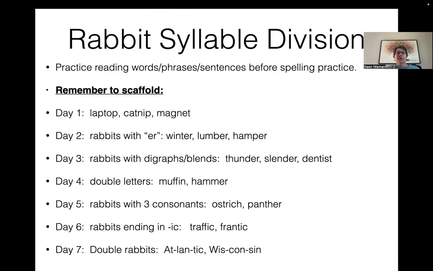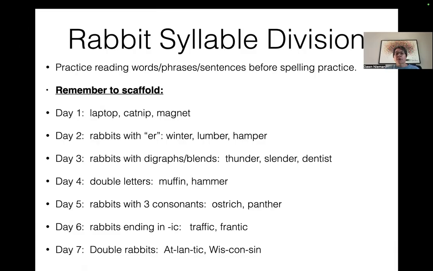lumber. Day three, you did such a great job with that. Today, I'm going to put digraphs and blends in those rabbit words. And maybe it has an end blend like dentist. Maybe it has a beginning blend like slender and an ER, since they know all of those concepts. Day four, this is definitely more challenging.